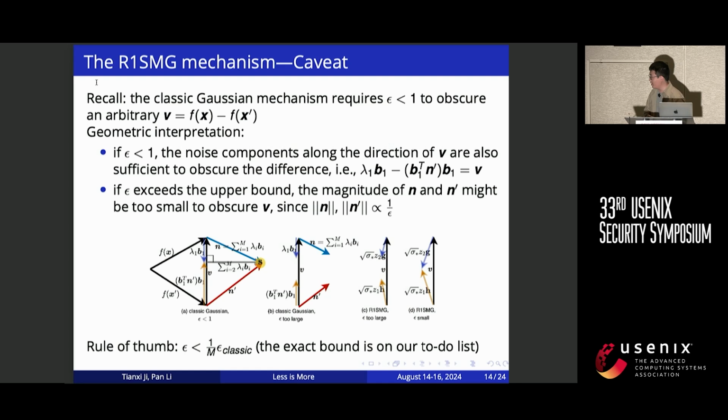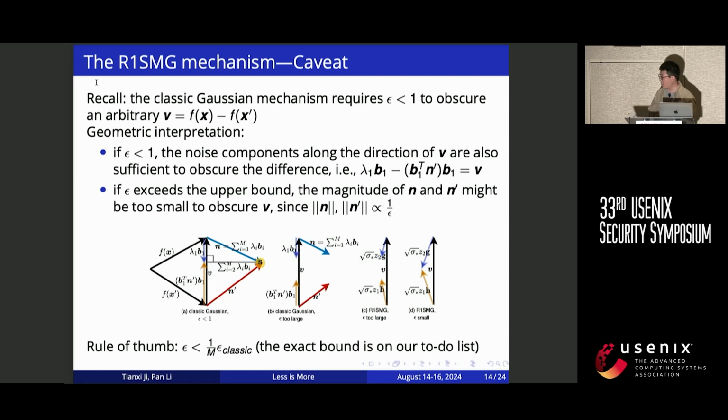But there is one caveat to our scheme. Remember that in classical Gaussian mechanism, we require epsilon smaller than 1, and we have a geometric interpretation. If it is smaller than 1, then the projection of noise can cover the difference between f(x) and f(x prime). If epsilon is too large, then the length of the noise will be too small, so they cannot touch each other. In other words, they cannot obfuscate the difference between the query on neighboring data sets.